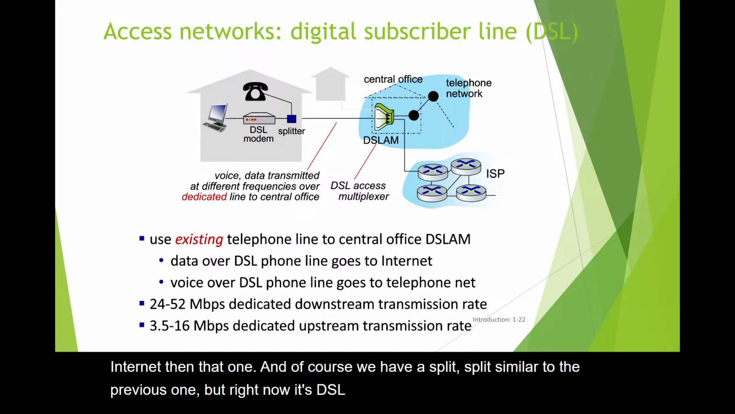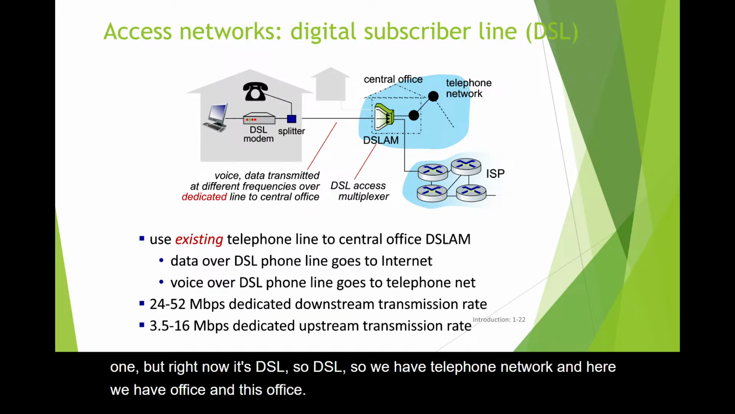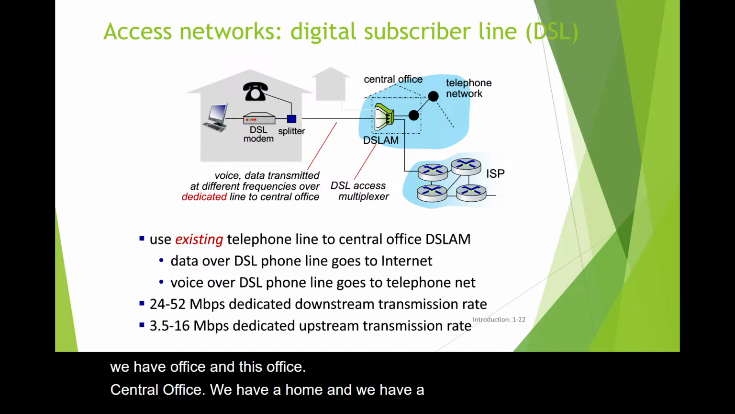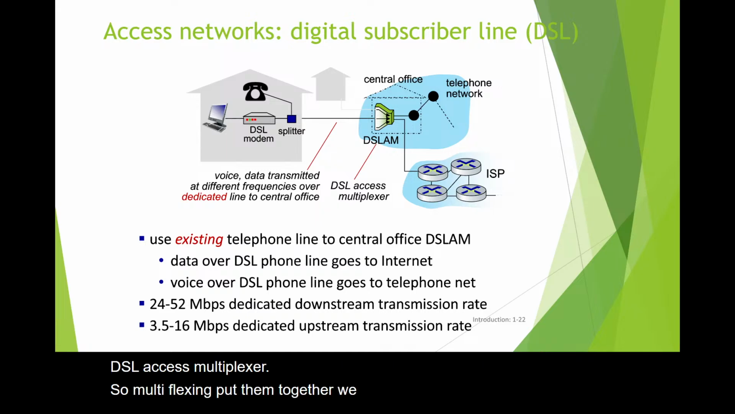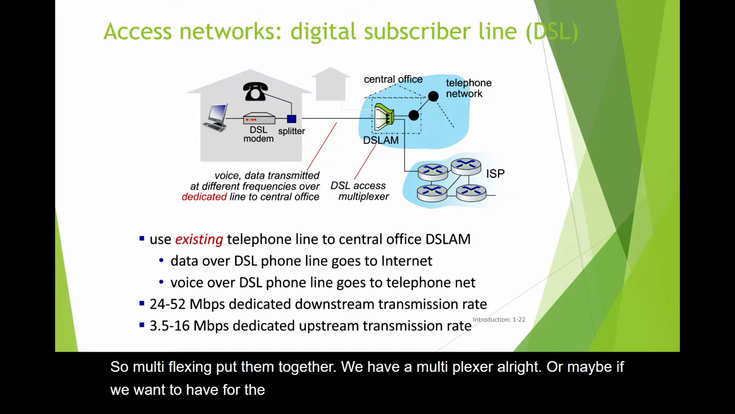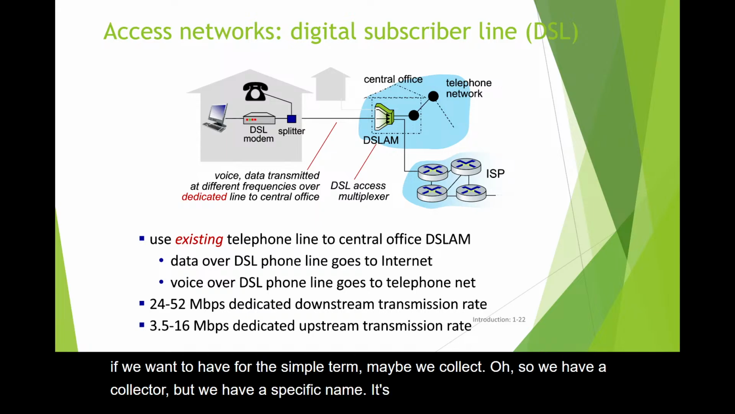So DSL, we have a telephone network. And here we have an office, and this office we call the central office. We have a home and we have a central office. And this is a DSL access multiplexer. So multiplexing, put them together, we have a multiplexer. Or if we want a simple term, maybe we collect all, so we have a collector, but we have the specific name. It's called a multiplexer.